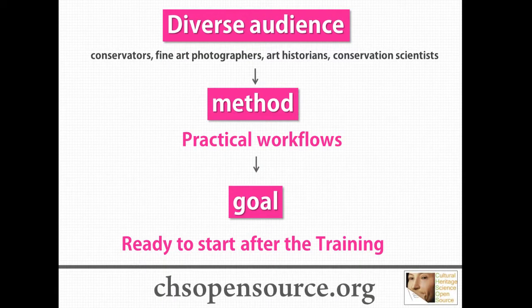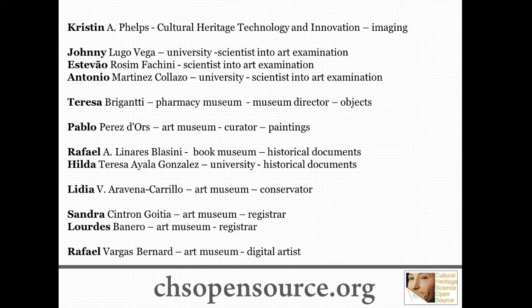So this is the list of people, for example, we had for this training here 3 days ago in Puerto Rico. You see the variety of professionals involved. We started with Christine, who has experience as a photographer and in imaging in museums, but we also have scientists. So we have Antonio, we have Stephen and Johnny, actually, who is a conservator, but he's dealing with scientists. And then we have object conservators, painting conservators, an expert in historical documents, an art museum conservator specifically expert in painting, registrars who are in small institutions, like maybe this one.